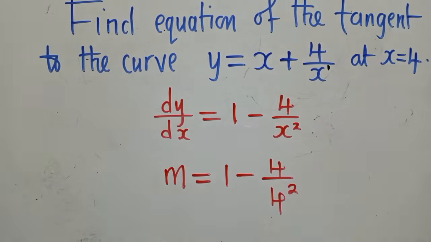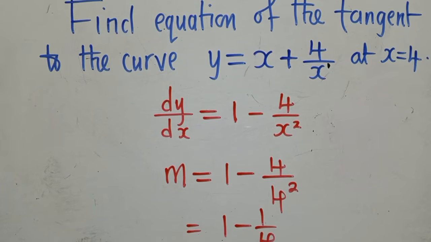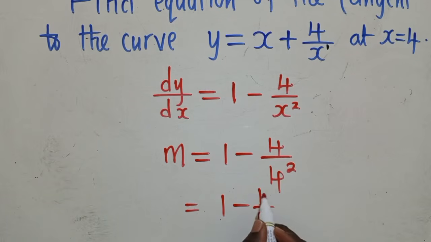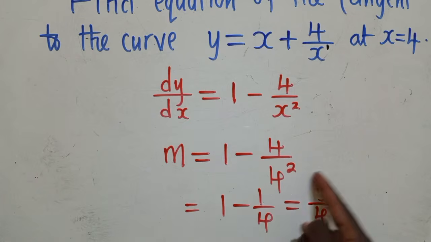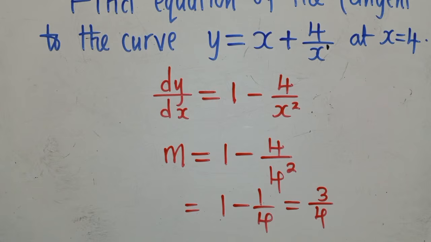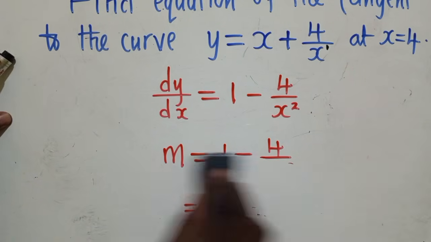It will be 4 power 2. When we work this out further, it will give us 1 minus 1 over 4, which is equal to 3 over 4. When we simplify this, we get 3 over 4. This is the gradient we need to work with. Remember, when they say tangent, for the tangent, use the same gradient to find the equation. So we shall maintain this gradient.